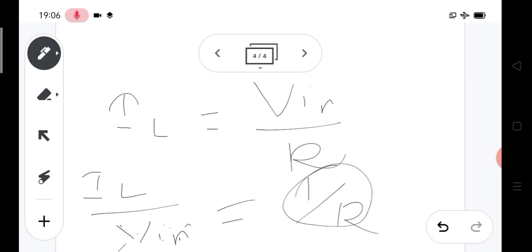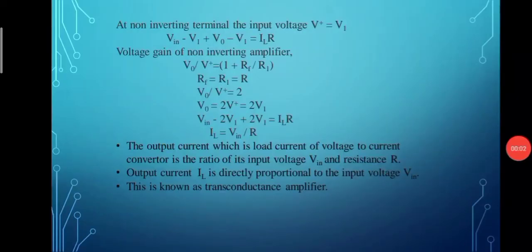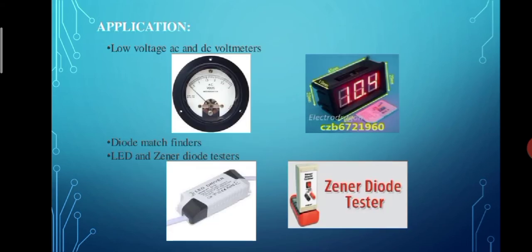One by R is nothing but conductance. So IL divided by VIN is called a transconductance amplifier. The voltage to current converter with a floating load has been used in a variety of applications like low voltage AC and DC voltmeters, diode match finders, LED and Zener diode testers.